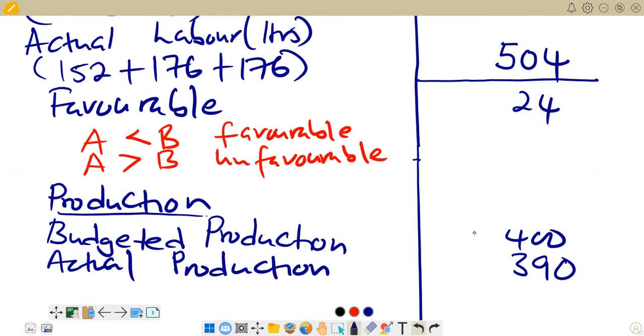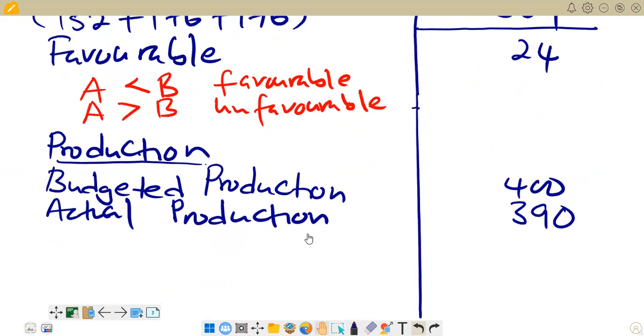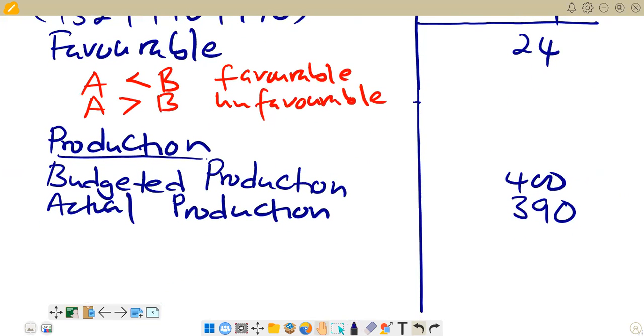So what we have now is a situation whereby our budgeted is greater than our actual. What does it mean? We expected to produce 400 units, but what we produced is less. So obviously, this is going to lead us to an unfavorable position, because what we produced is less than what we expected to produce. So we find the difference now. The difference is going to lead us to an unfavorable position, so obviously we are going to present it as a negative figure there.